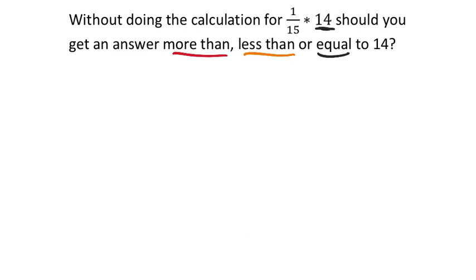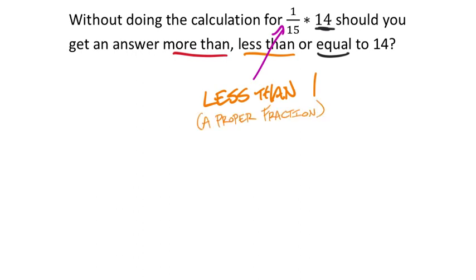And I look at the other factor. Here's my other factor. Well, that factor is less than 1, which also makes it a proper fraction, which also means that my answer will be less than 14. So there I go. And that's all you got to do for these types of problems. You just got to determine if it's less than, equal to, or more than. They're going to give you one of the factors. They'll say, look at this factor right here, like I did with 14.